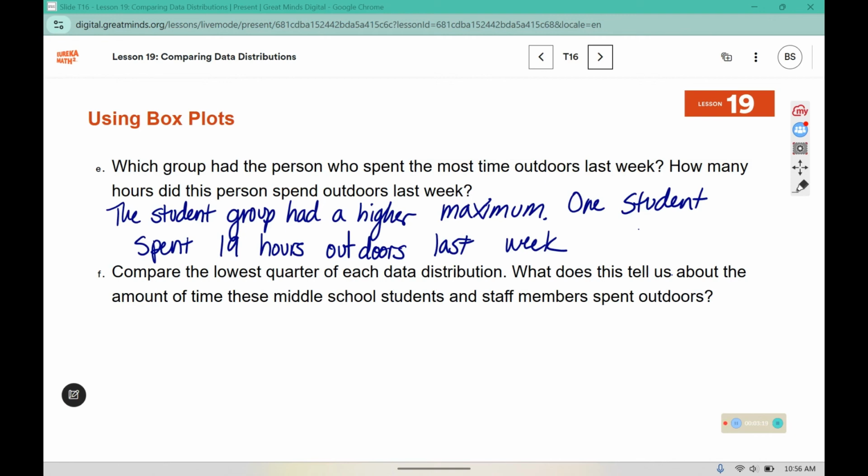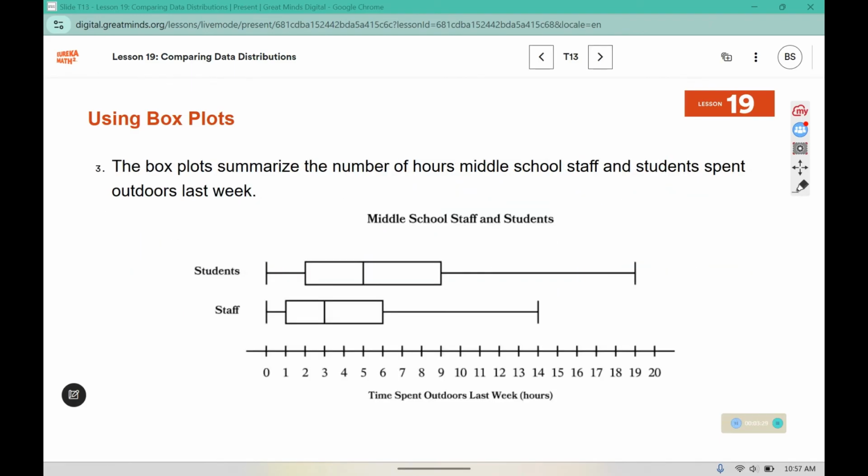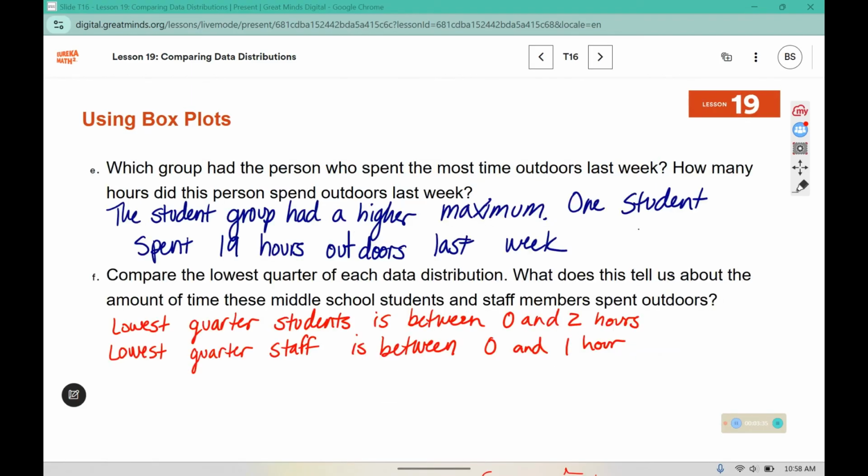F. Compare the lowest quartile of each data distribution. What does this tell us about the amount of time these middle school students and staff members spent outdoors? Q1 for the students is at 2, and Q1 for the staff is at 1. This means that about a quarter of the students spent at most 2 hours outside, and a quarter of the staff spent at most 1 hour outside.